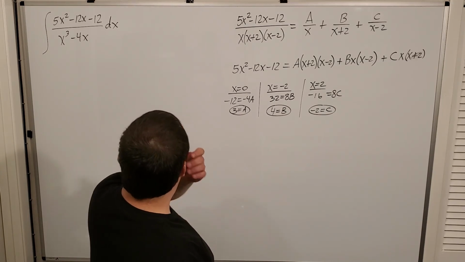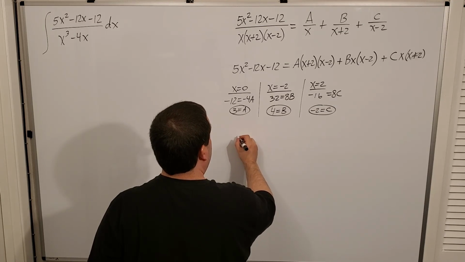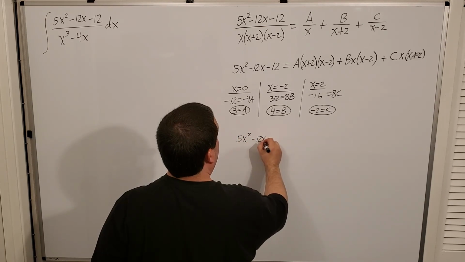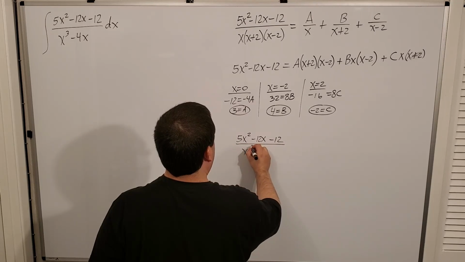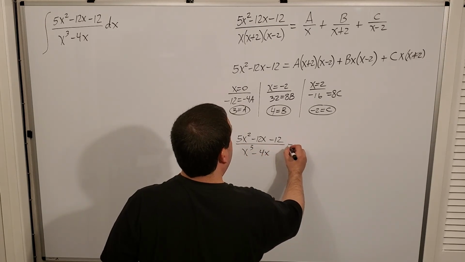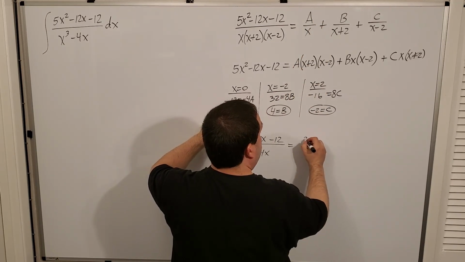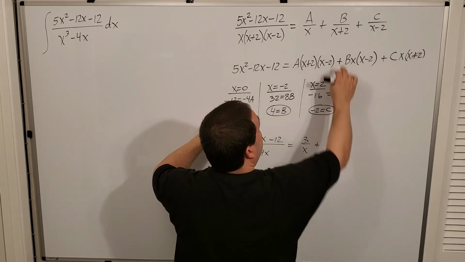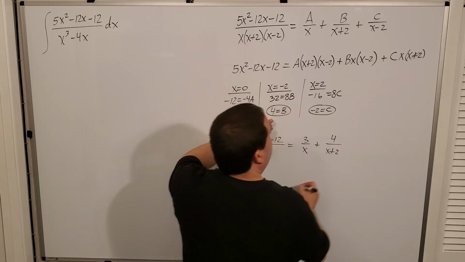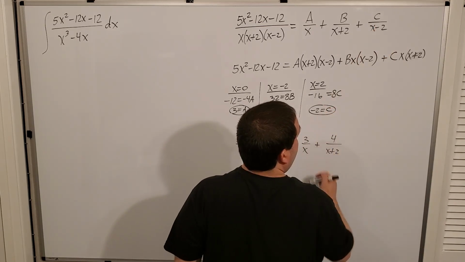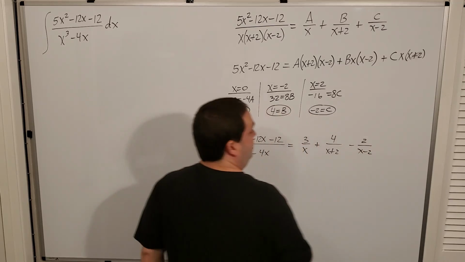Okay, so then my decomposition is such that 5x squared minus 12x minus 12 over x cubed minus 4x is equal to, A equals 3, so that's 3 over x, plus B is 4, so that's 4 over x plus 2, and C is negative 2, so minus 2 over x minus 2.